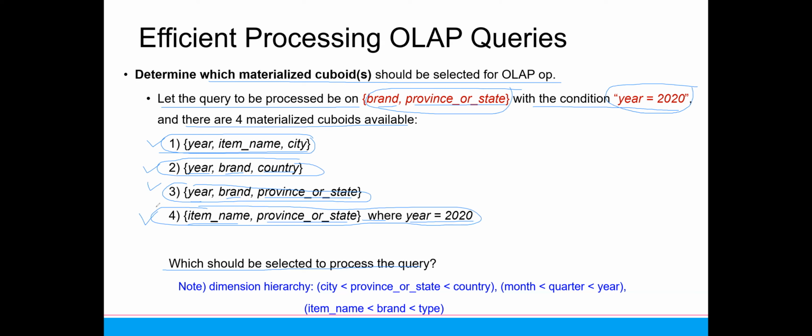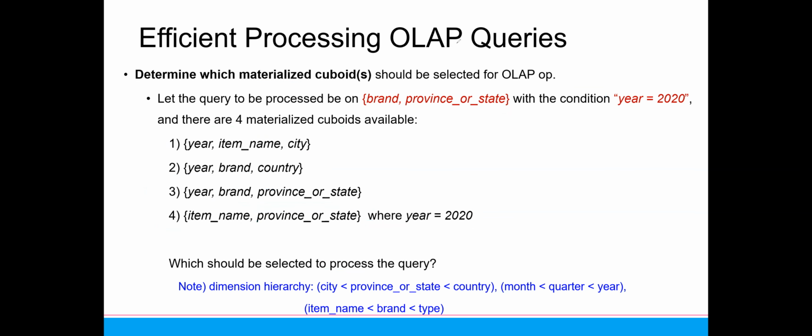Yeah, this is a little bit tricky. We can select 3 or 4. If we select 3, then we will use the year as a condition. We can apply the condition later on. If we use 4, the item name, we need to look at the item name. Where is the location of this item name? Note that there is a hierarchy on the dimensions. The city is the smallest level, then we have the province or state, and then country. We have month, then quarter and year. We have item name, then brand, and then type.